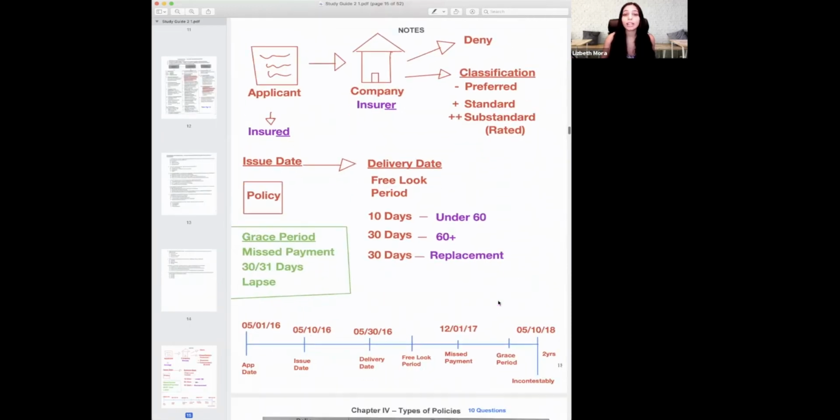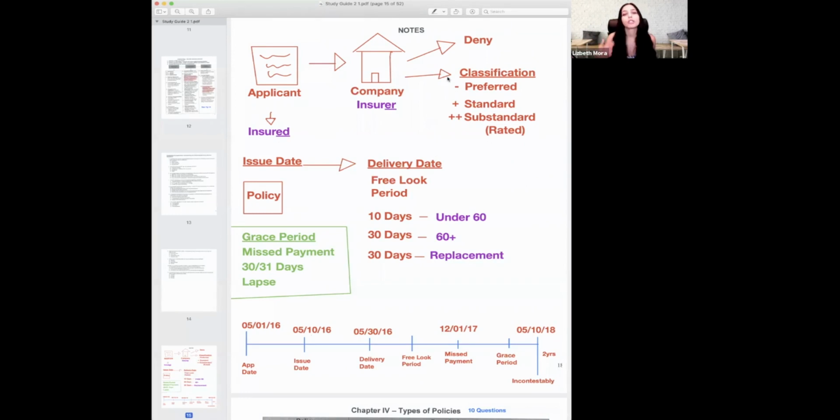So here's the diagram that I was talking about. This is the process someone goes through to become a client. First of all, you're an applicant, right? You're applying for life insurance, and your application will be sent over to the company, also known as the insurer, okay? Now, the insurance company can do two things. Either they deny you because you're too high of a risk, they say you're too risky, we can't cover you.